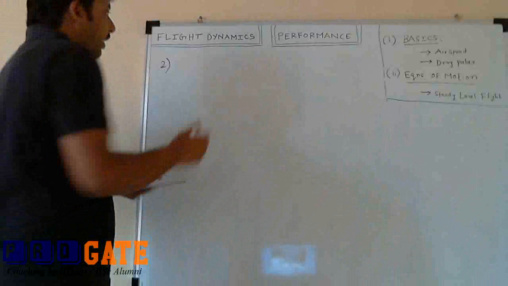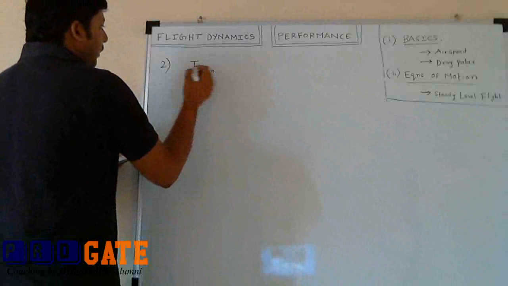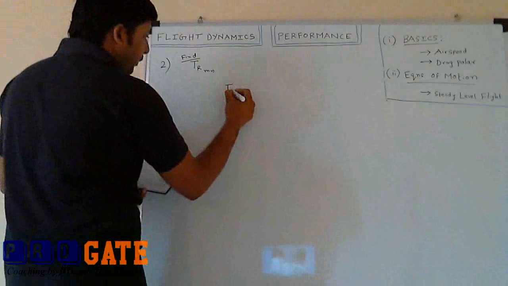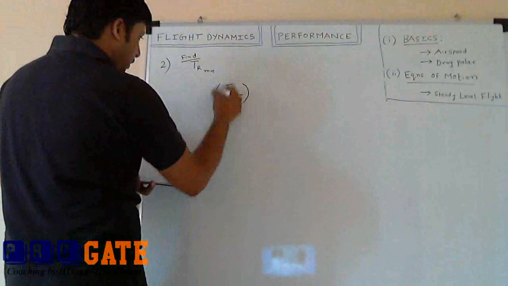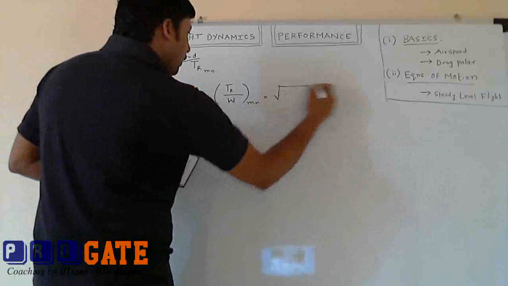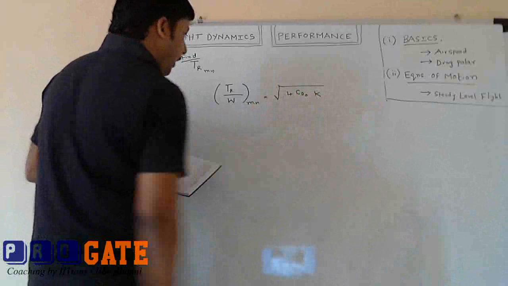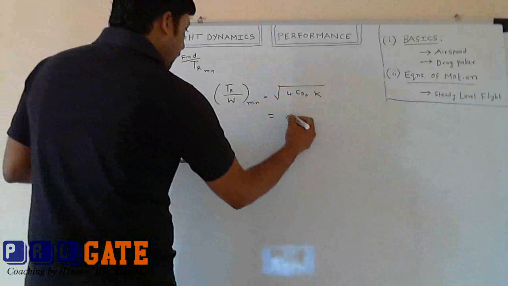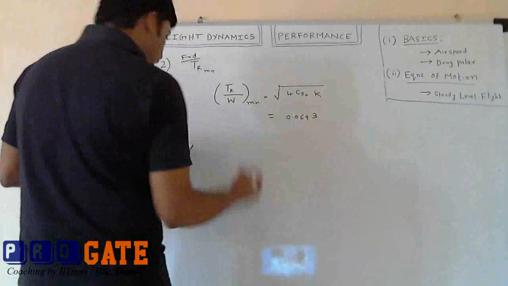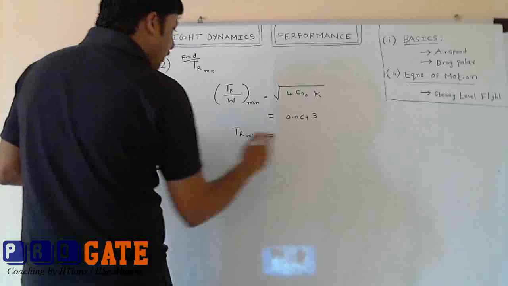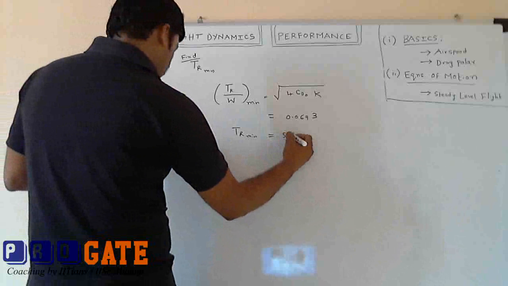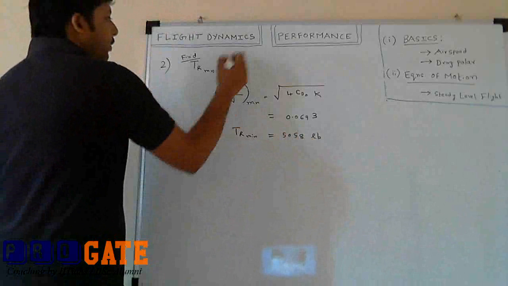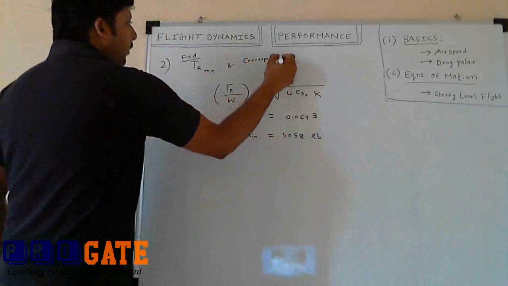For the same problem, if they ask you to find the minimum thrust required, then we know the formula: root of CD0 into K, multiplied by weight, to give the minimum thrust in pounds. And they have also asked you to find the corresponding velocity.